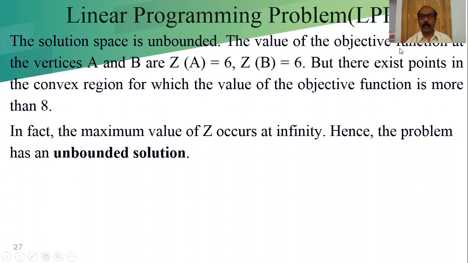The value of the objective function at the vertices A and B are ZA equal to 6 and ZB equal to 6, but there exist points in the convex region for which the value of the objective function is more than 8. So if we move and move, Z will be maximum as x1, x2 is increasing. In fact, the maximum value of Z occurs at infinity, hence the problem has an unbounded solution, because there is no bound on the Z value. Z is maximum at infinity when x1 and x2 go to infinity.